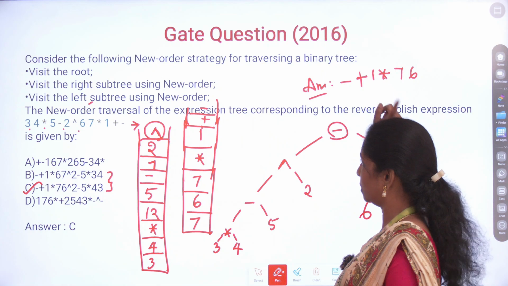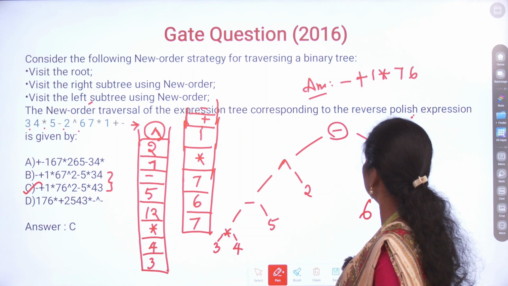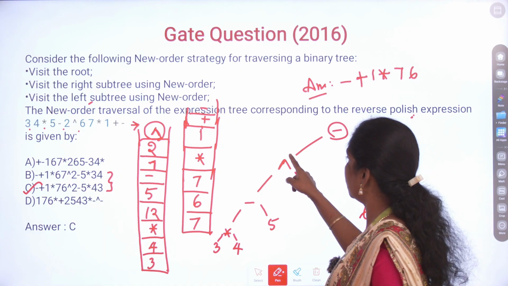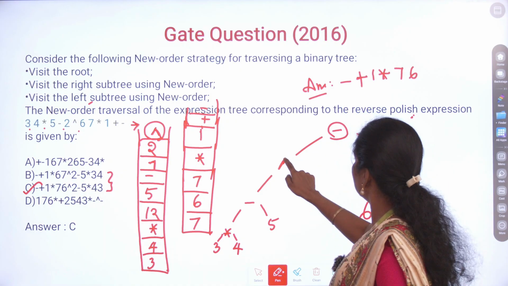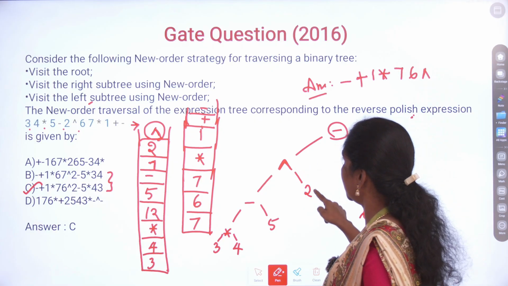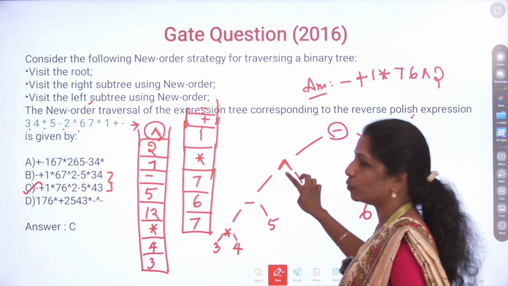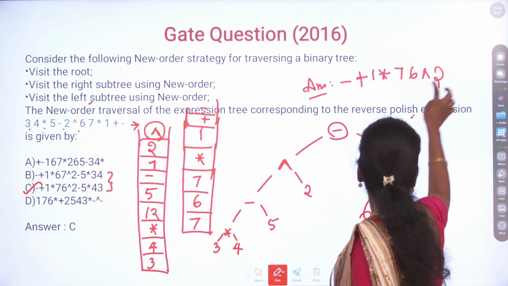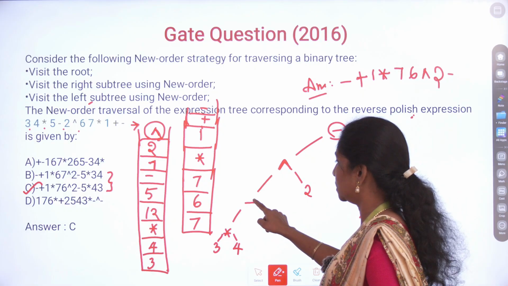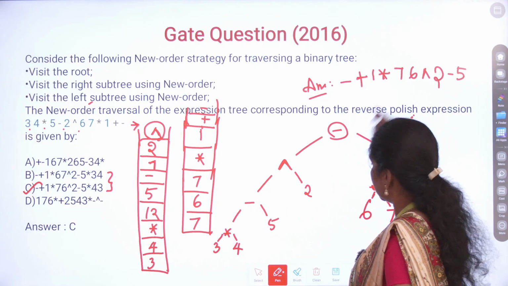Let's finish the question here. Once we complete this right hand side, again we go here. After moving here, what symbol do we have? A power symbol, and again it has to travel the right hand side. When all the right hand side has been over, you have to look into the left hand side. Okay, minus. Once you get the left hand side, again you go for the right hand side. You have to visit the right hand side, 5.